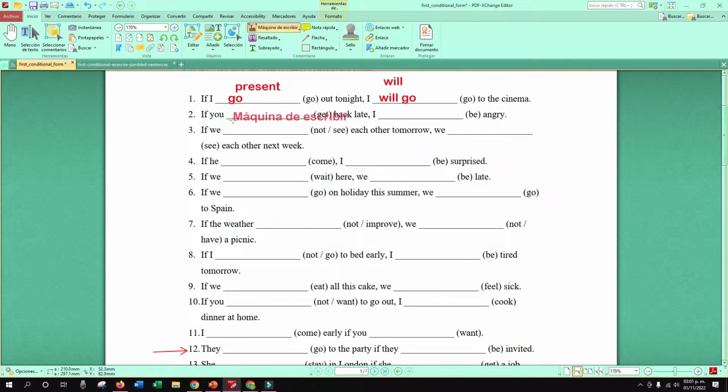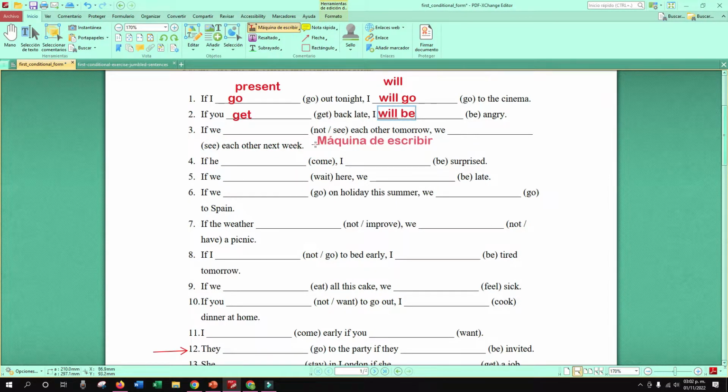Entonces, ¿cómo nos quedaría? If you, that is present, get, right? Get back late, I will be angry. Yes? So, Miss Tania, simplemente corrija la primera, ¿verdad? If you get back late, I will be angry. Okay? Nice. What about number three?